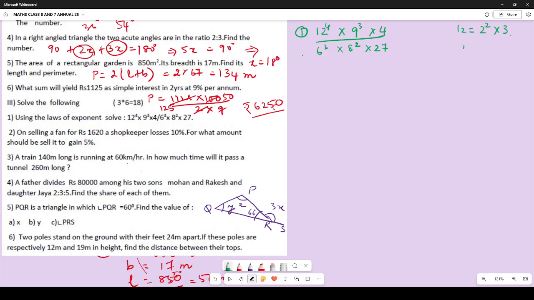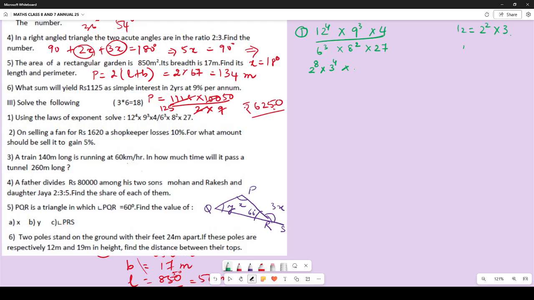So we will take that. So this is 2 to the power 2 into 4, which becomes 2 to the power 8 into 3 to the power 4 into, now you know 9 is 3 to the power 2.